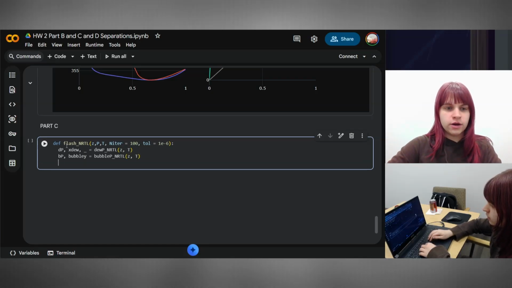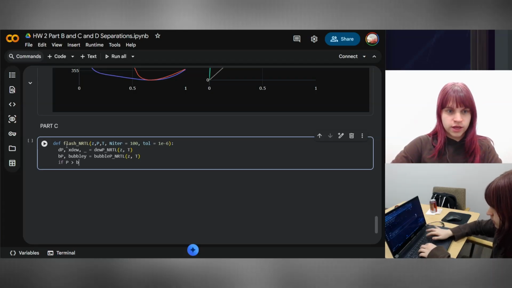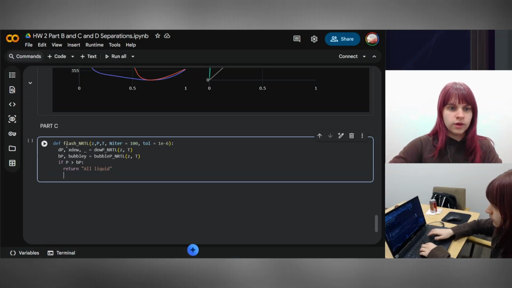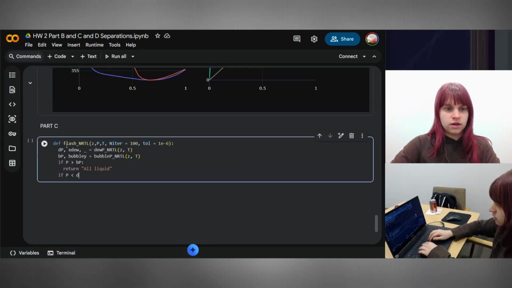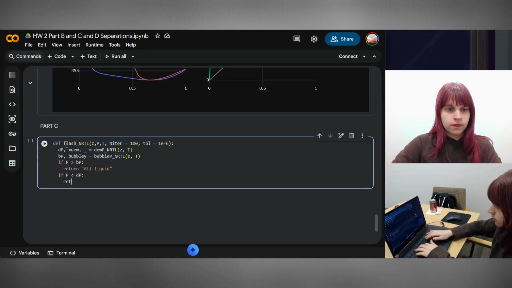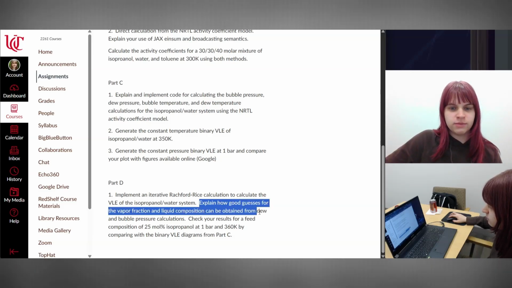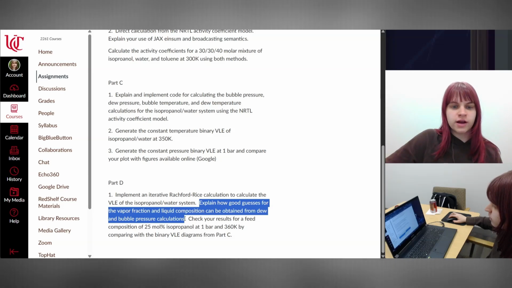To check if we are in the two-phase region, we're going to look if the system pressure is greater than the bubble point, then we are in an all liquid zone, and if it's less than the dew pressure, we're in an all vapor zone. And as this says, we want to explain how good guesses for the vapor fraction and liquid composition can be obtained from the dew and bubble pressure calculations.